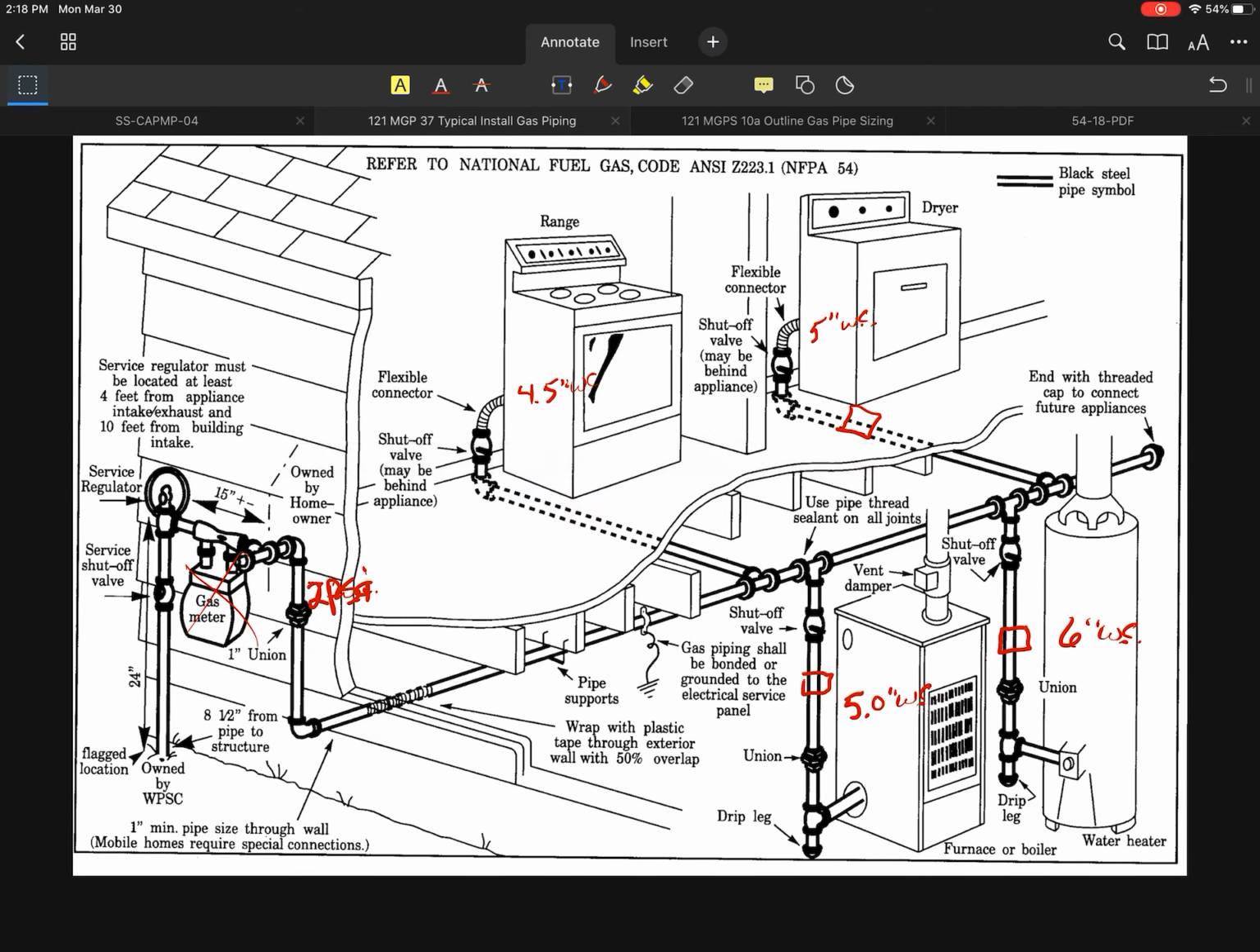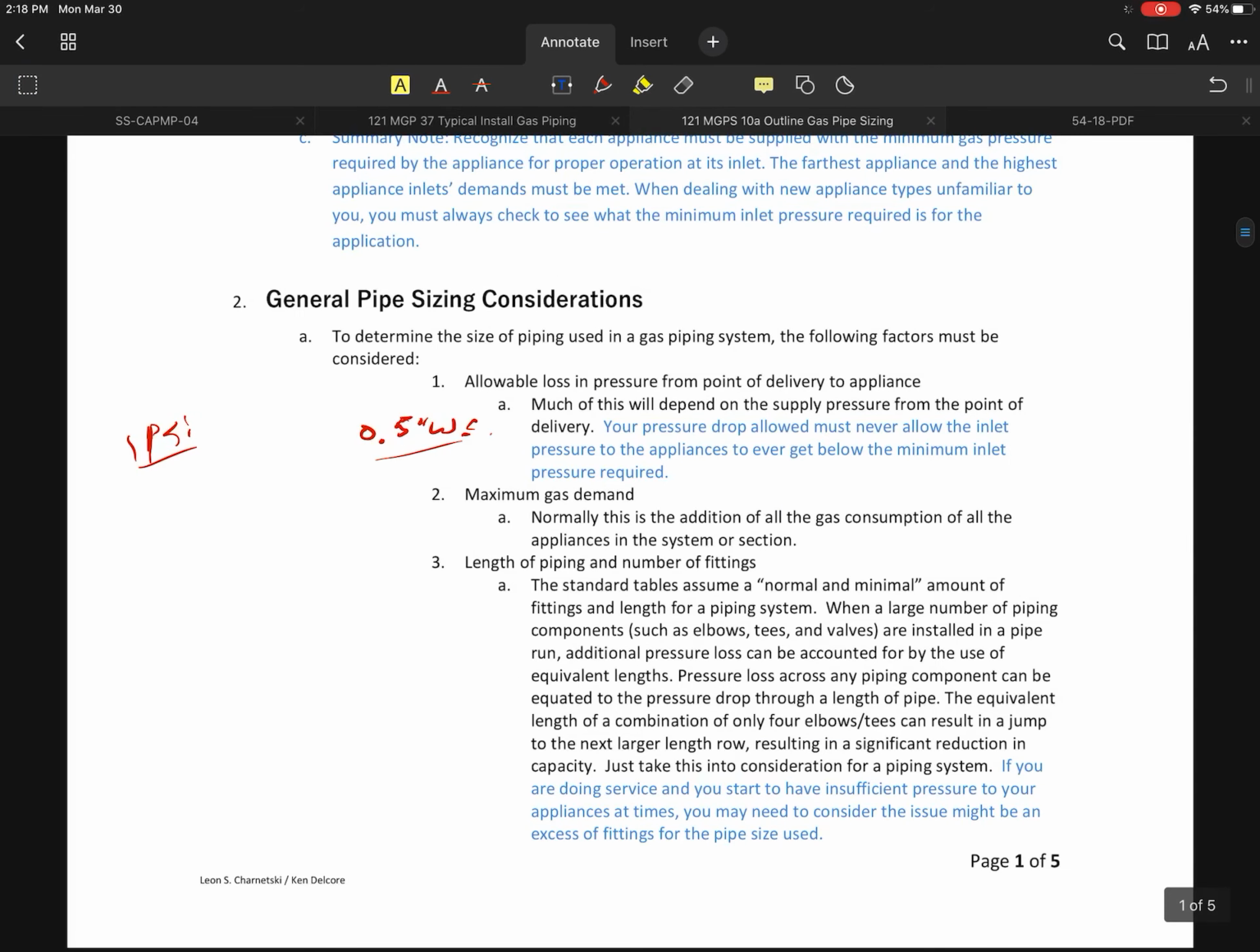So we'll take a look at another system here. I'll get rid of that. Okay, so back to the outline. So obviously figure out what your pressure drop allowed would be. Don't ever let that pressure get to whatever you need as the minimum inlet pressure to the next point of reduction.